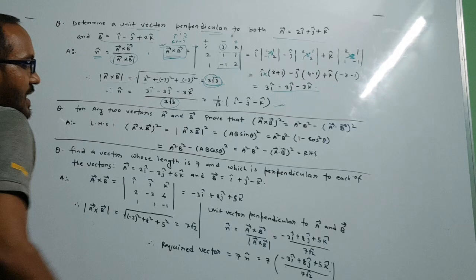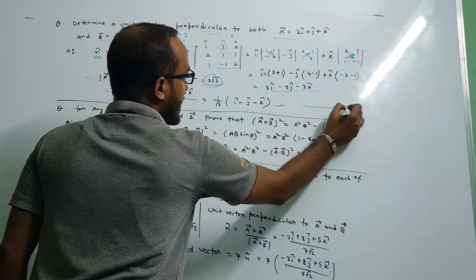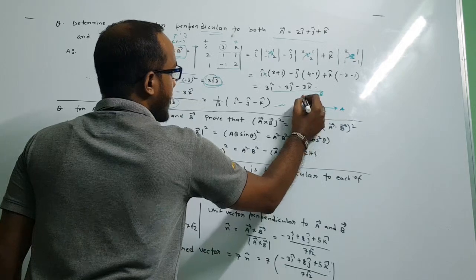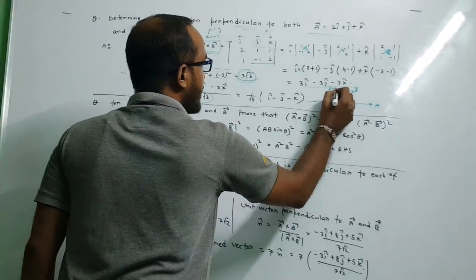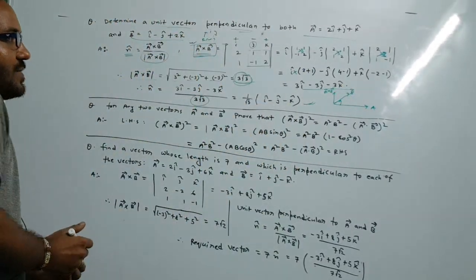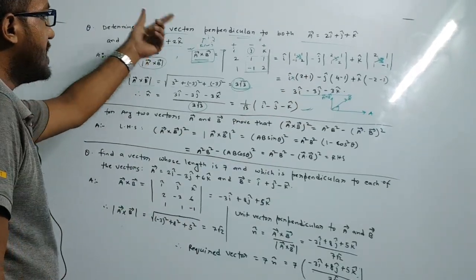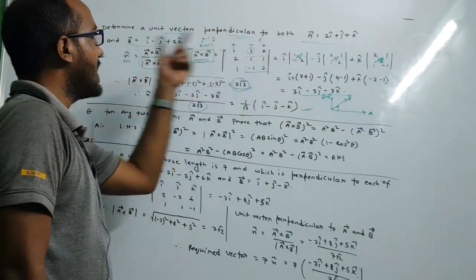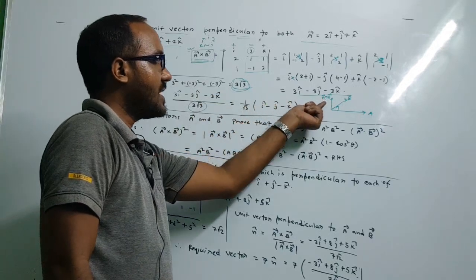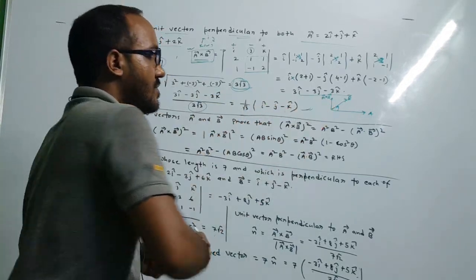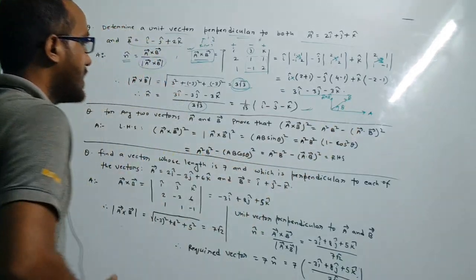Because we know in A cross B, if there are two vectors A and B, A cross B is a vector which is perpendicular to both the vectors, perpendicular to both A and B. So that's why it is given, determine a unit vector perpendicular to both A and B. The vector perpendicular to both A and B is the cross product vector A cross B, as we know from our basic knowledge of vector cross product.